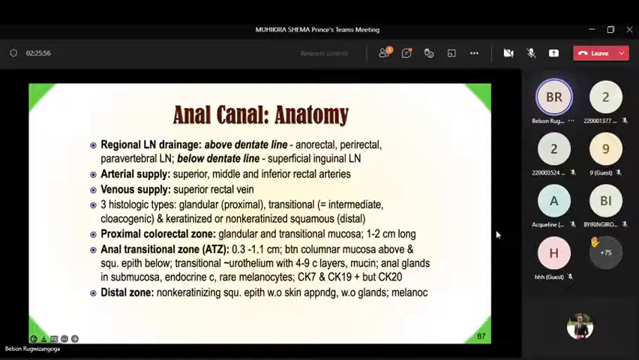You have a glandular part, which is proximal. You understand this is just closer to the rectum. That's why it is glandular. Transitional is intermediate between squamous and glandular. And then we have keratinized and non-keratinized squamous, which is distal, just continuous with the skin. So it is logical. The distal part is similar to the skin, so squamous. The proximal part is almost similar to the rectum, which is on the proximal aspect of the anus.